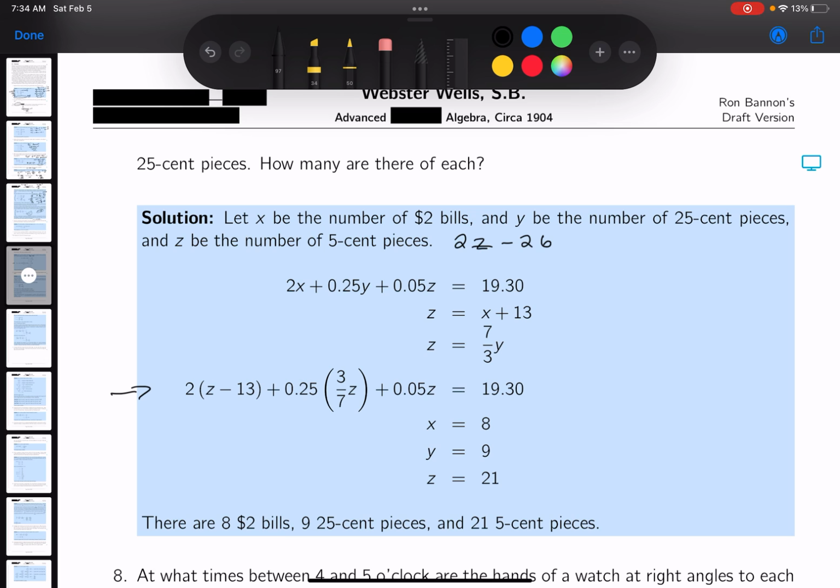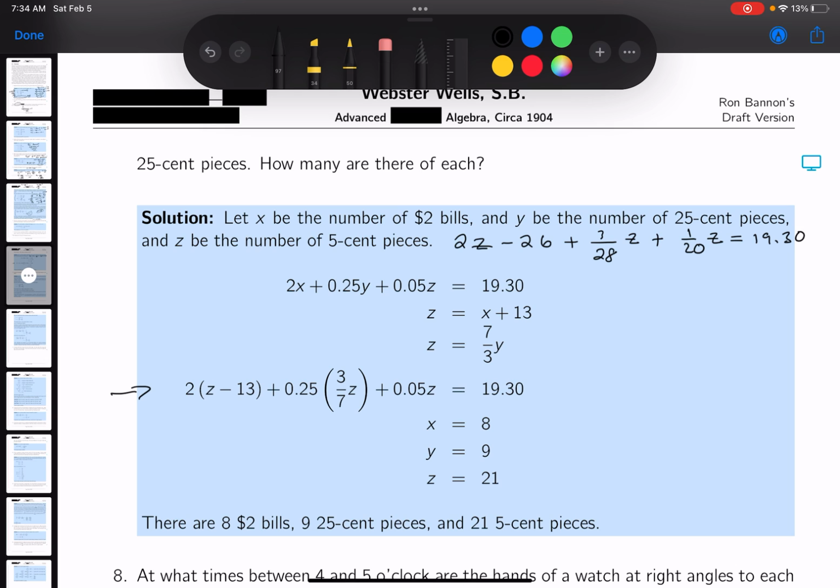All right, and then what do you get? Plus, well, 0.25 is a quarter, so you can get 3 over 28Z. And then what do I get? I get, 0.05 is 5/100ths, and 5/100ths is 1/20th of a Z. And that equals $19.30.